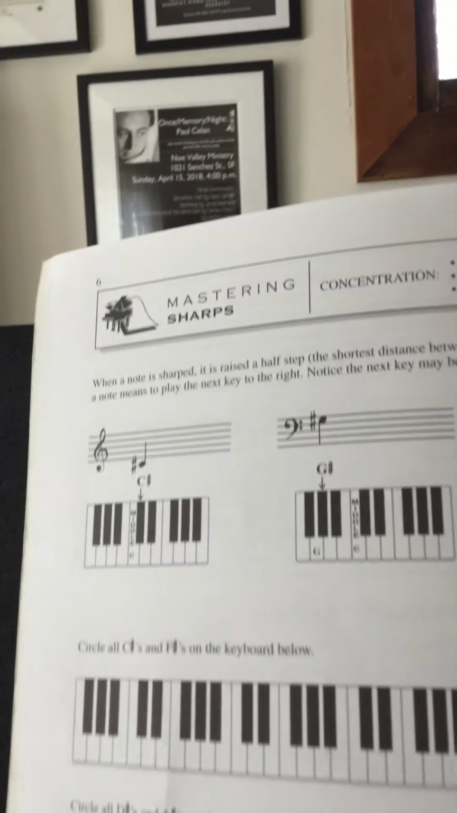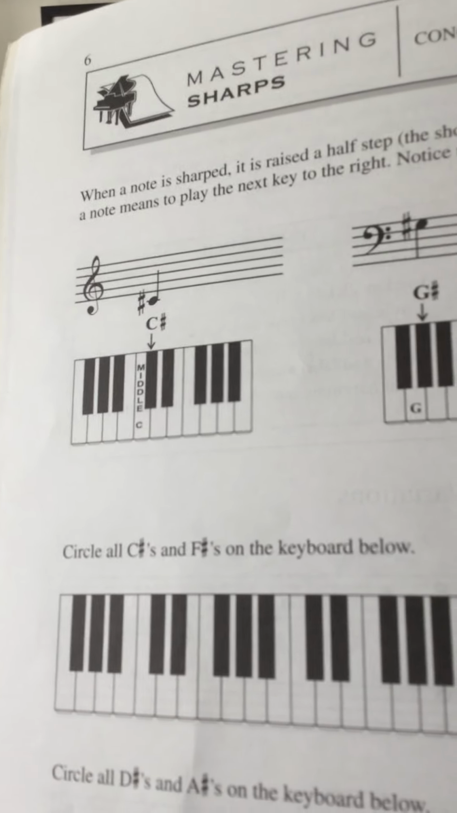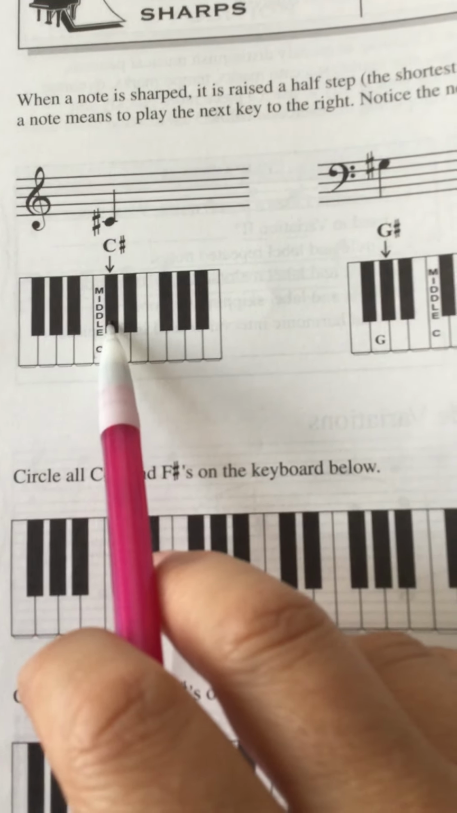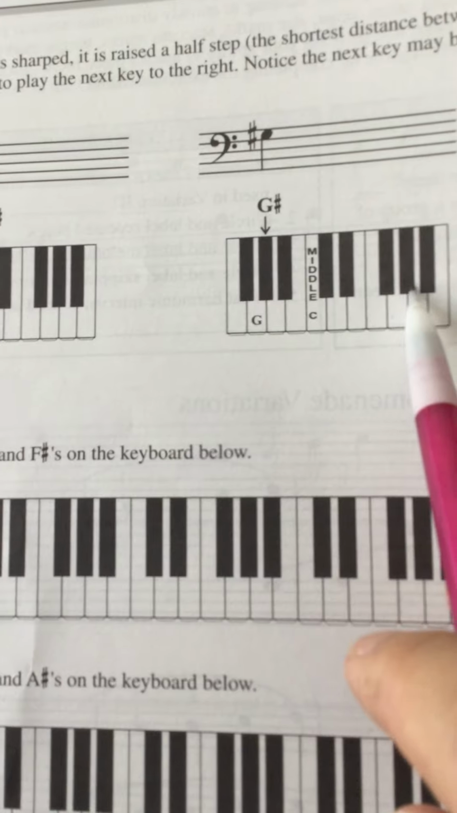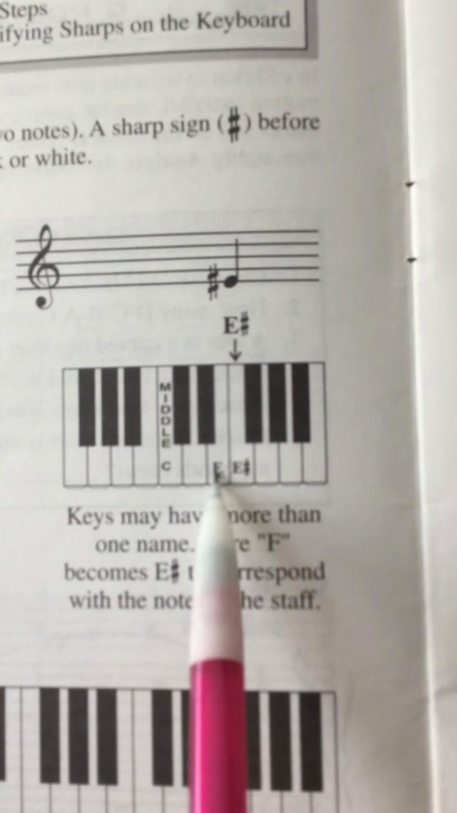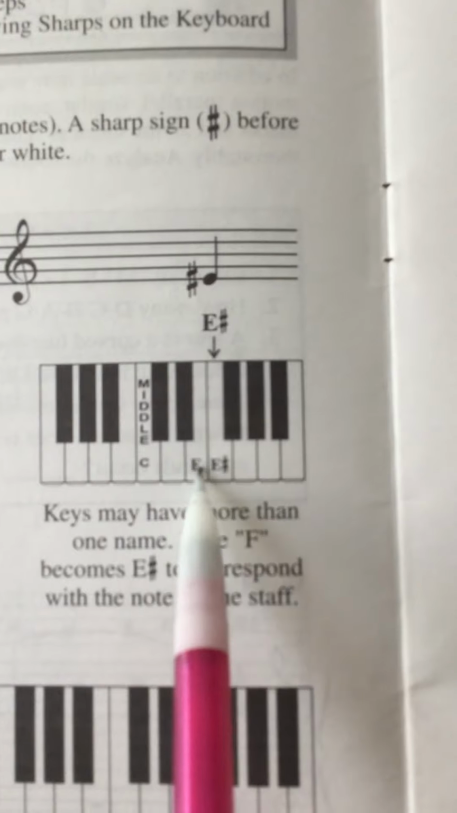Page 6 is all about sharps, which we've been looking at in your other book, starting to play pieces with sharps. So they're just pointing out that a C sharp would be like this. A G sharp would be like this, right? You could have a G sharp here as well, right? And an E sharp, and again, these ones are weird. An E with a sharp, there's no black key, so it's going to be right here, right? So the sharp takes you to the right, usually black key, but sometimes white key. So just watch for those.